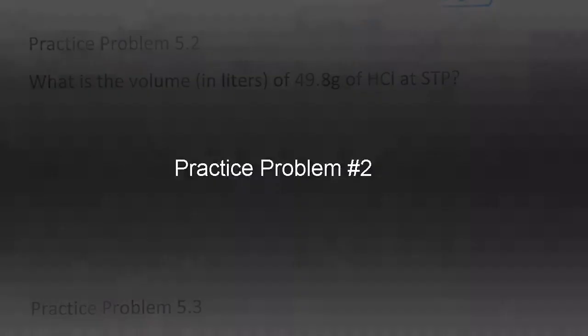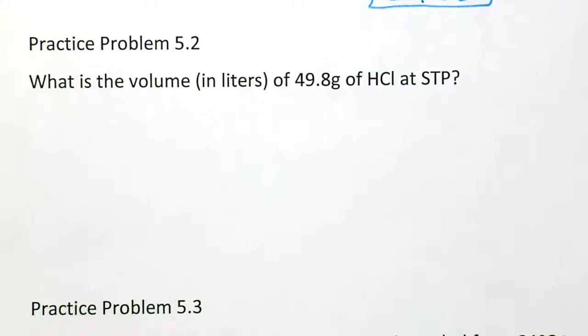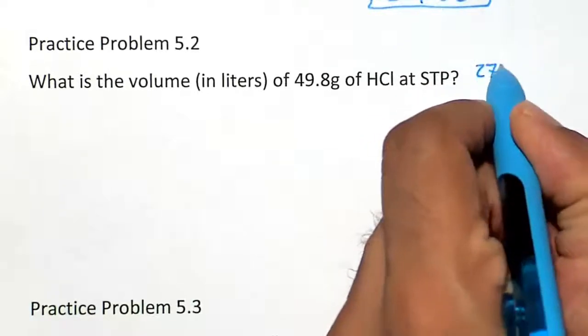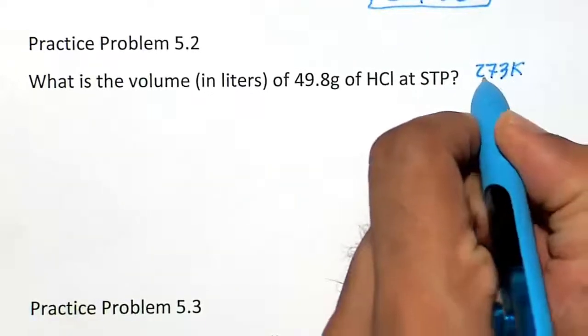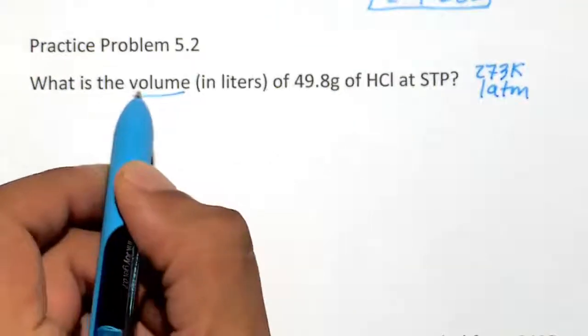Next question asks us, what is the volume in liters of 49.8 grams of hydrogen chloride gas at STP? So remember, STP is standard temperature and pressure. What's standard temperature? That's 273 Kelvin. What's standard pressure? An atmosphere. So you have two variables there that are needed to answer the question in terms of volume.